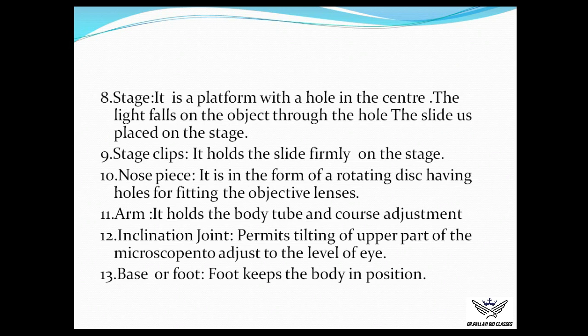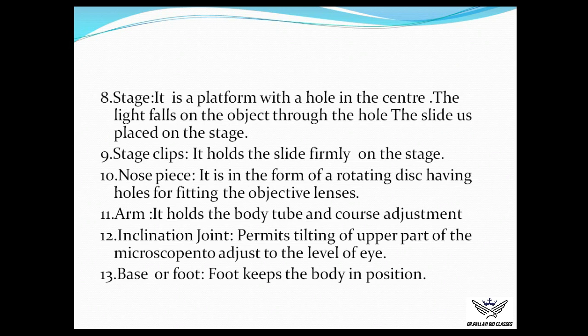Then next is the arm. Arm is nothing but the part through which we can hold the whole body of the microscope, body tube, and also the coarse adjustment. So coarse adjustment we can do with the help of arm, and it is used for holding the microscope.